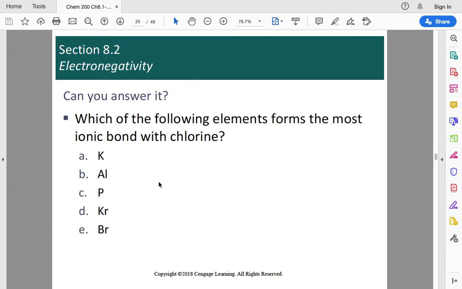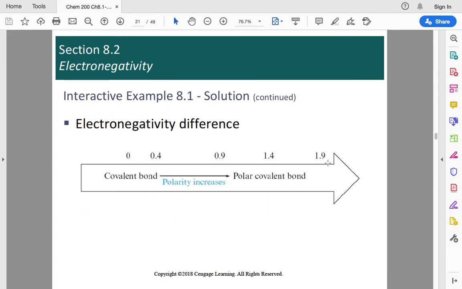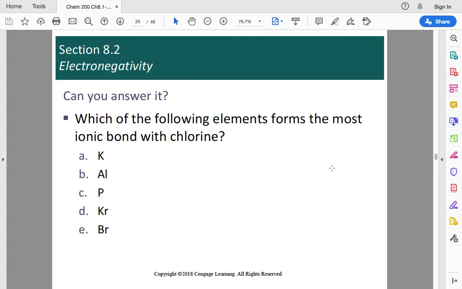I would like you to think about this. Which of the following elements forms the most ionic bond with chlorine? So when we're talking about the most ionic bond, we're talking about going on this end, the most ionic character, that biggest difference in electronegativities.